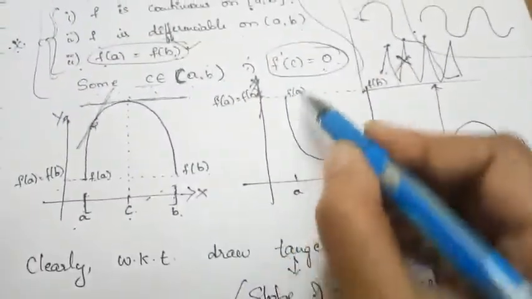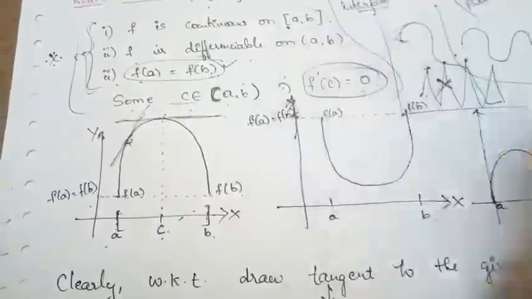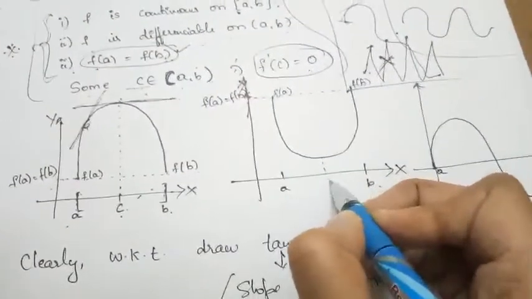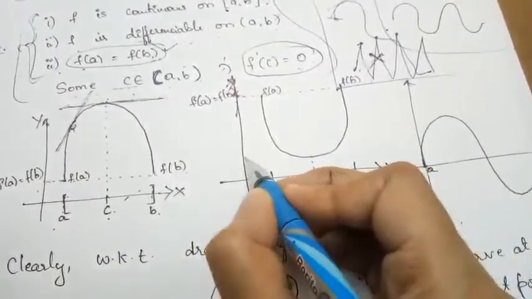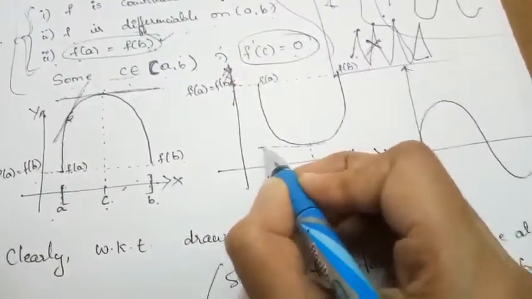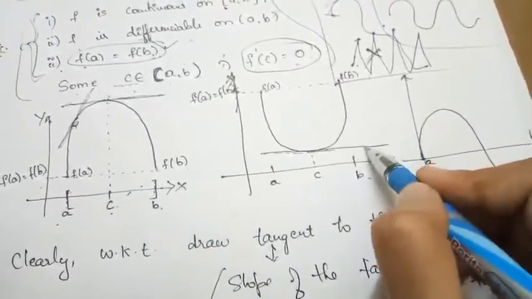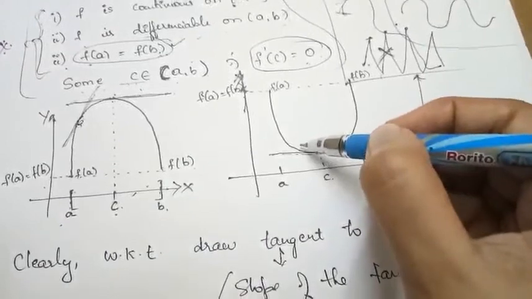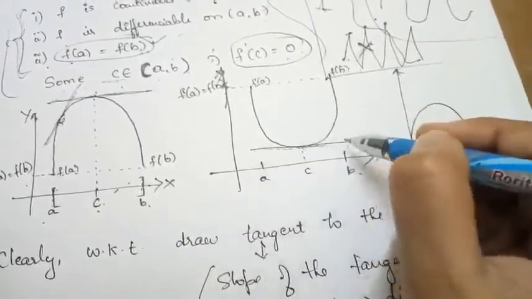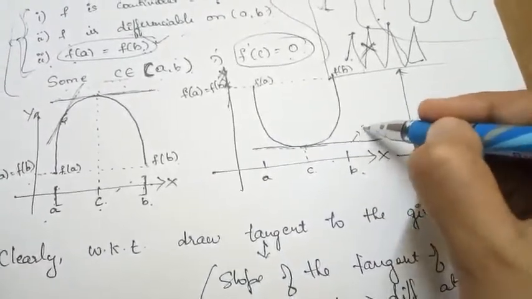Similarly, you can see here, this is a curve which satisfies the three conditions of Rolle's theorem. So there exists some point, say c, which belongs to (a, b). Clearly at that point c, I can draw the tangent. This tangent is nothing but the differentiability of this curve at the point c. So this tangent is parallel to the x-axis, so the slope of this line is equal to 0.